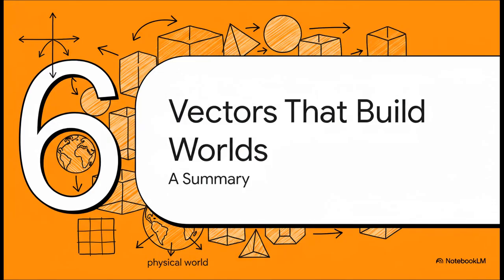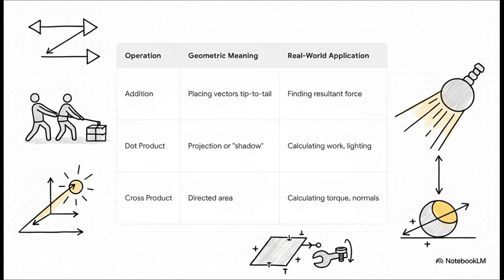So after all that, let's bring these really powerful ideas together and see how they really are the building blocks we use to describe our physical world. From simply adding forces together, to figuring out the alignment of light with the dot product, to finding the axis of rotation with the cross product, these are not just abstract math problems. They are the fundamental tools we use to model, predict, and manipulate the world around us.